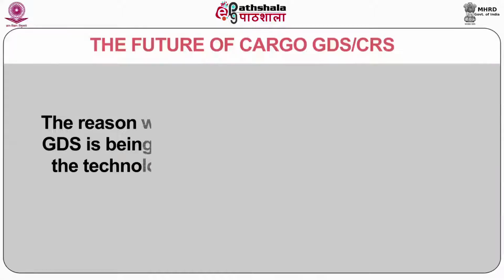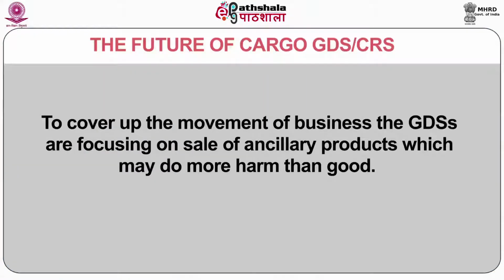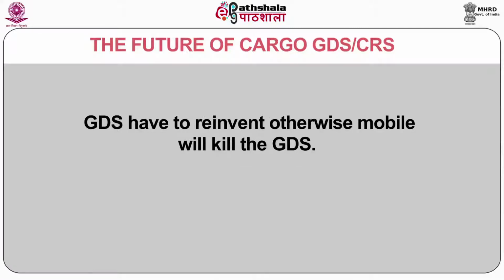Let us now discuss the future of the cargo global distribution system or the computerized reservation system. The reason why the future of GDS is being questioned is that advancement in the technology of mobiles is a big challenge. The global distribution system is in competition with airlines' own computerized reservation systems, which want to connect directly with the consumers through various applications and the World Wide Web. To cover up the loss of business, the global distribution systems are focusing on sale of ancillary products, which may do more harm than good. Global distribution systems have to reinvent, otherwise mobile will kill them.